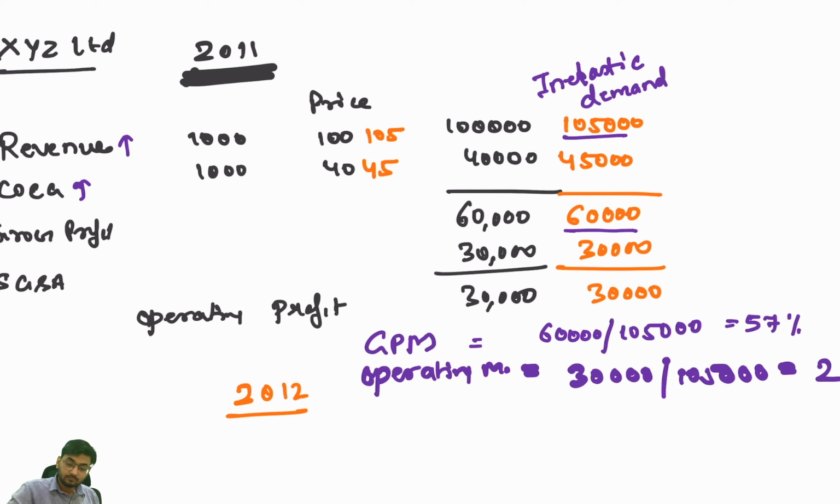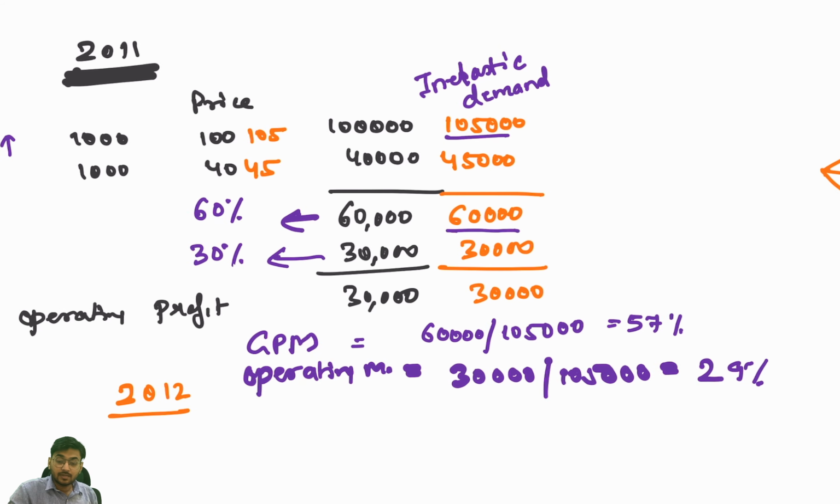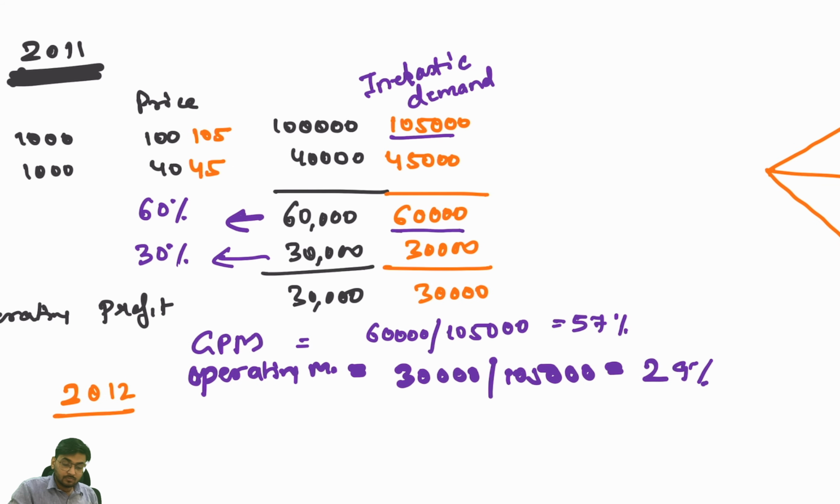Clear? But in the previous scenario, what was my gross profit margin? 60,000 divided by 1 lakh, that is 60%. 30,000 divided by 1 lakh, 30%. This was my original gross profit margin and operating margin. So can you compare it now? Even though you have passed on that extra cost of input, still your margins have reduced.